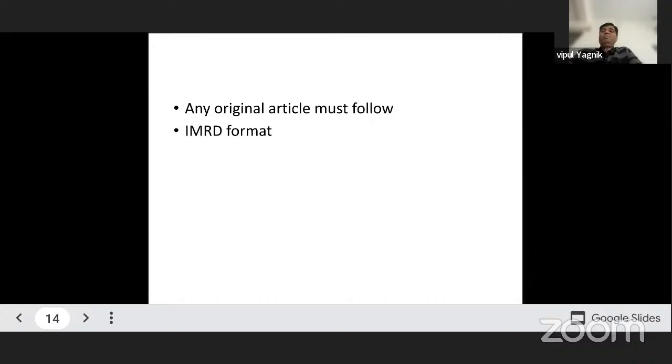Any original article must follow the IMRD format. IMRD format means introduction, material and method, results, and discussion. Next slide.